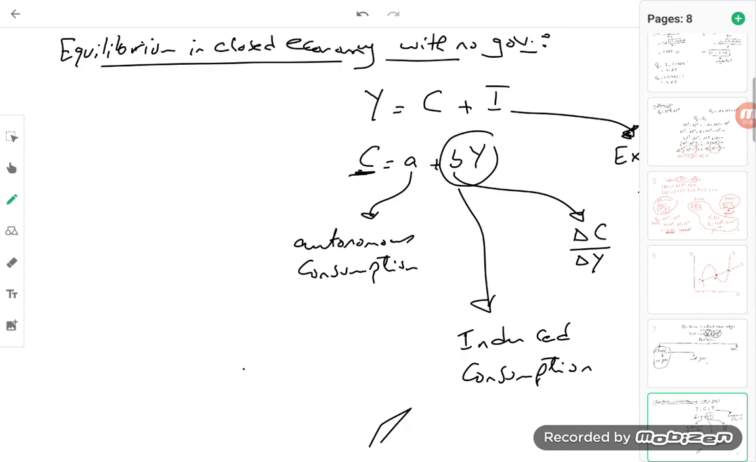So if we would like to find the equilibrium, we are going to substitute consumption and investment using their equations. So we can write it as Y equals a plus bY plus I node.